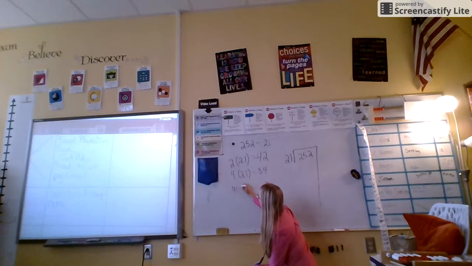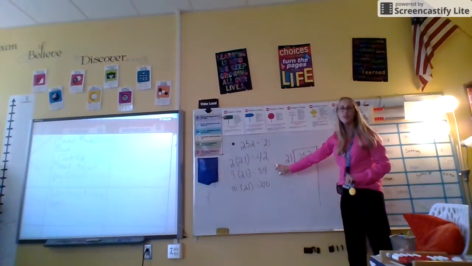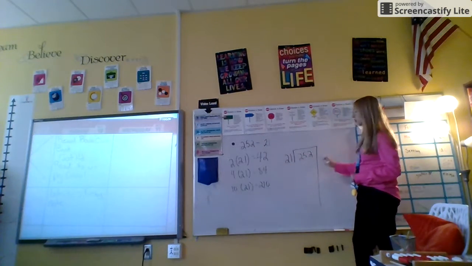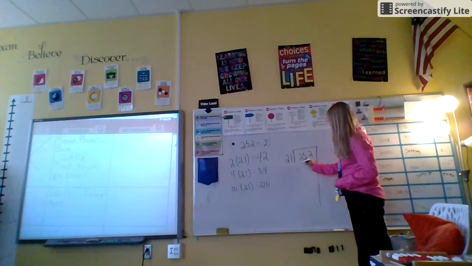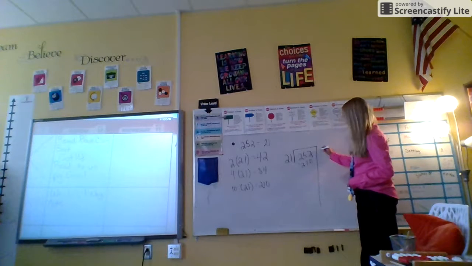I also know that 10 groups of 21 should be 10 times larger, so it's 210. And I think that's probably enough for us to get started together. So 210 I can pull out. And that's 10 groups that I pulled out now.